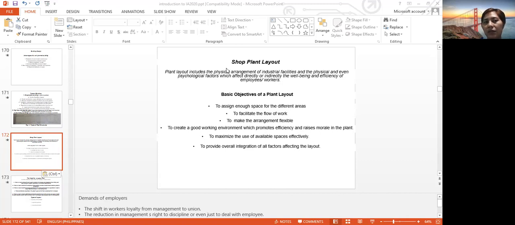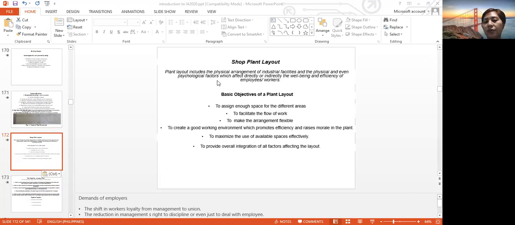For example, if the employees are aware of this plant layout, at least in case of emergency, they know where to go or to exit. Okay, so we made mention here of psychological factors. So question, why is it that plant layout has an impact when it comes to psychological factors?